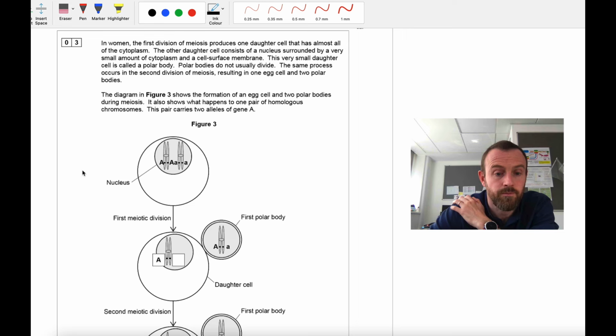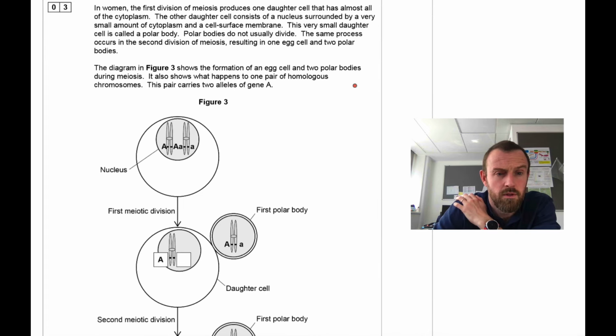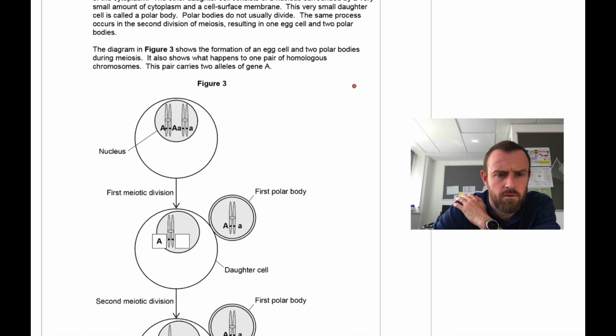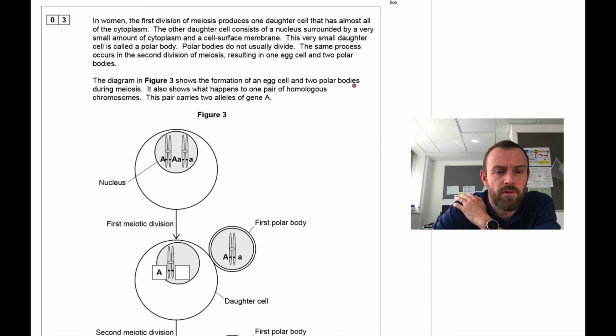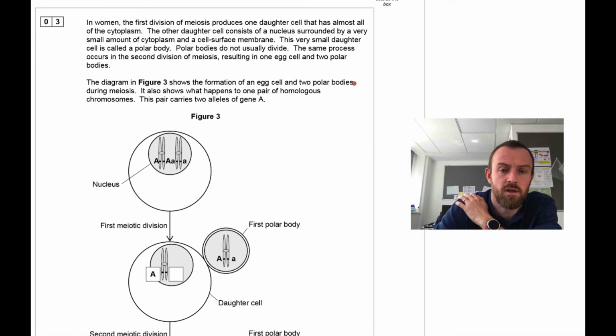Question 3. This one looks to be about Down syndrome, possibly. Let's have a look. In women, the first division of meiosis produces one daughter cell that has almost all of the cytoplasm. The other daughter cell consists of a nucleus surrounded by a very small amount of cytoplasm and a membrane. The very small daughter cell is called a polar body.